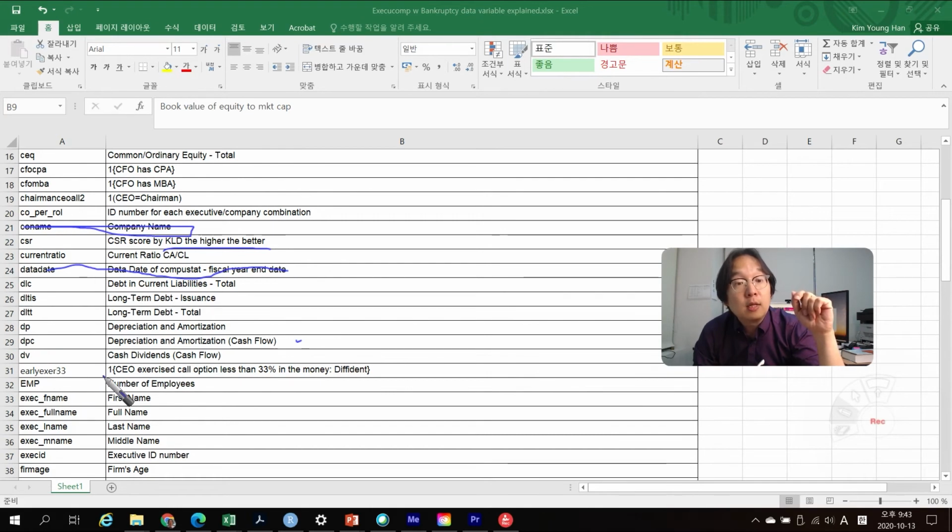And then here, I included one very interesting variable, which is early exerciser 33. What the heck does that mean? Well, it's an identification or dummy variable for the CEOs who are diffident, who lack confidence, supposedly. Okay, what? Come on, that's not an accounting number, that's not a finance number, it's a psychology number. Yeah, I am a behavioral finance guy, you know that.